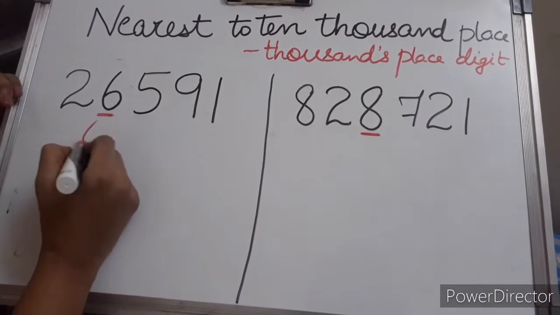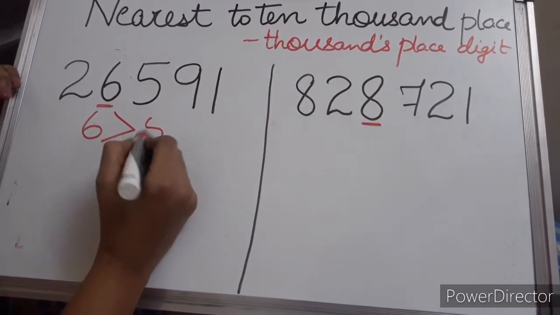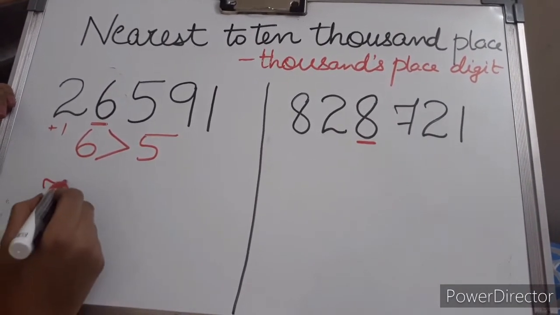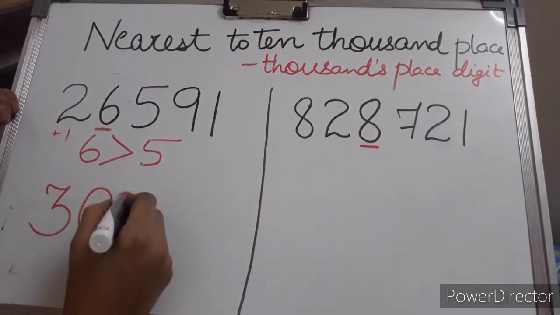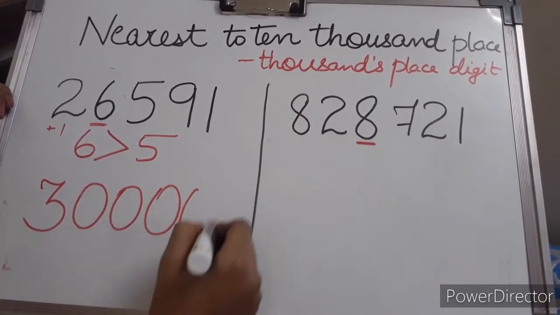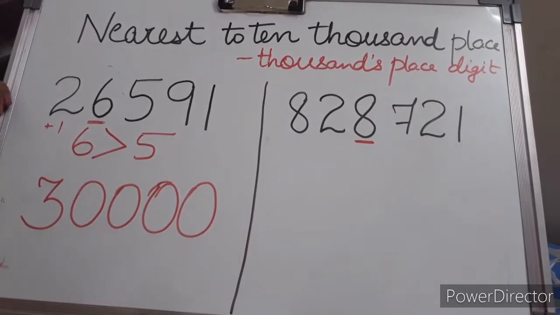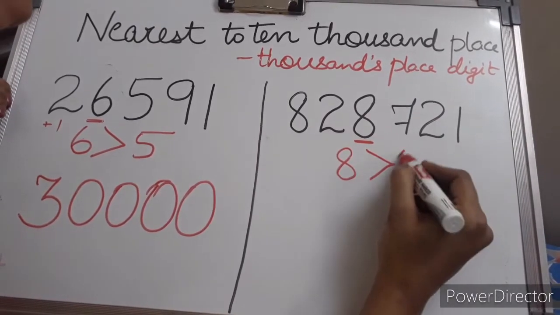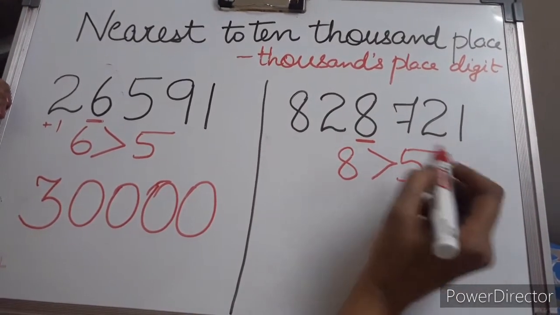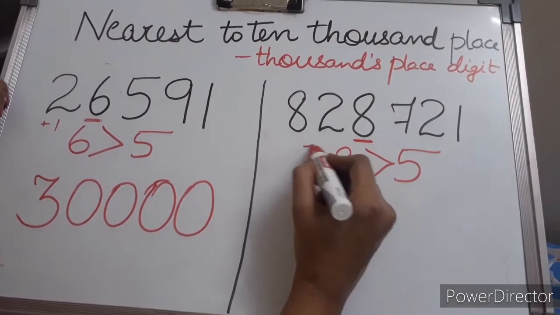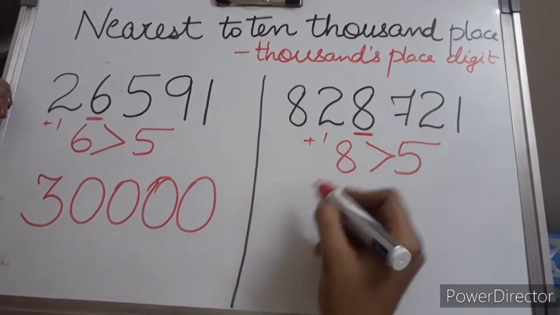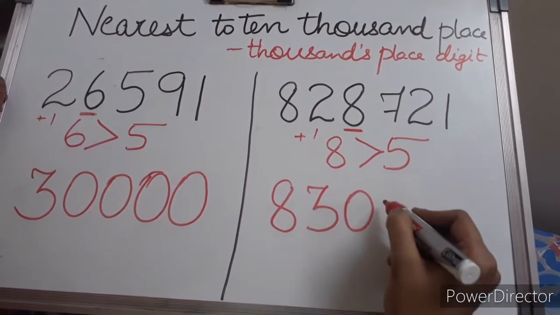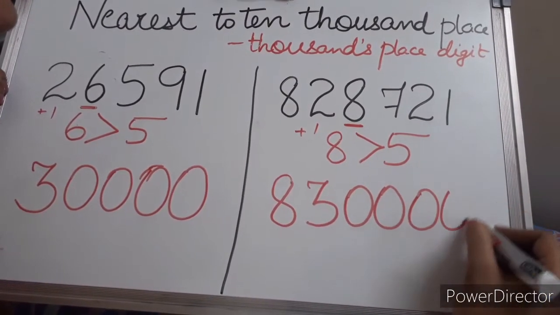So 6 is greater than 5. What do we have to do? We just add 1 to the nearer digit. So the number becomes 30,000. And here, 8 is greater than 5. So we will just add 1 to the nearer digit. Again the number becomes 830,000.